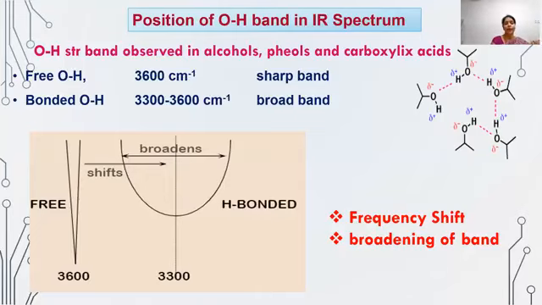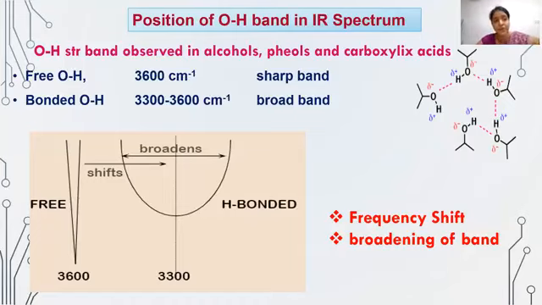What do you mean by free OH and bonded OH? Both are oxygen-hydrogen bonds, but what is the difference? As we know, in alcohols hydrogen bonding is possible. Because of this hydrogen bonding, the molecules are associated with each other, so these are known as bonded OH. Bonded OH groups show absorption at 3300 to 3600 centimeter inverse and produce a broad band.